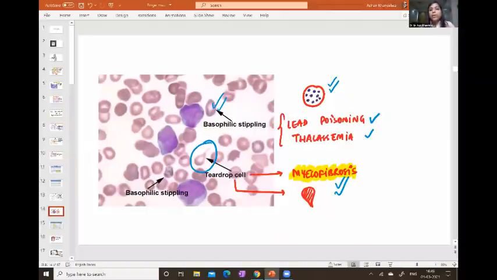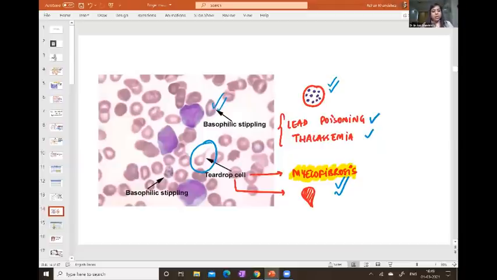Students, in the December 2020 FMG exam, this question was asked. The image of a teardrop cell was given, and they asked in which condition this cell is seen. The answer was myelofibrosis. This was this year's FMG 2020 exam question, correct? That is why it's very important to focus on the various images. So teardrop cells in myelofibrosis, basophilic stippling in thalassemia or lead poisoning, correct?